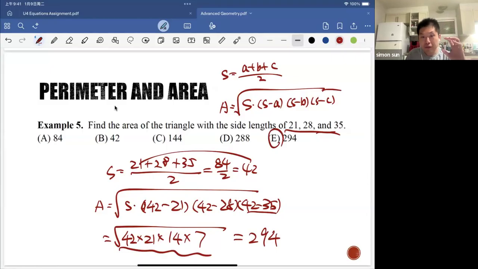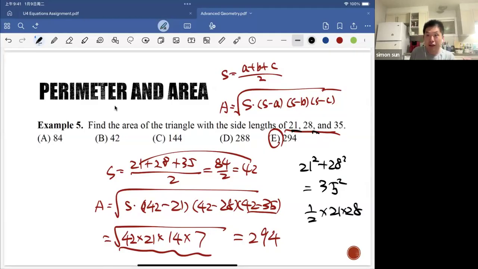There's also a second method for this one. If you do 21 squared plus 28 squared, the sum of the squares of the two sides, it's actually equal to 35 squared. So this triangle is actually a right triangle, and we can directly do 1 over 2 times 21 times 28. You can also get the value, 14 times 21, which is 294, the right answer for this one. That's the first one.